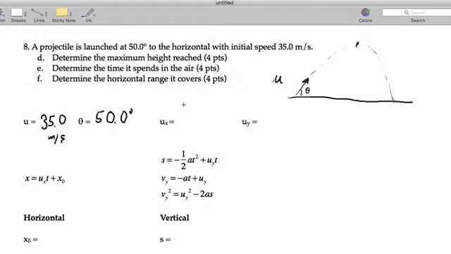Now the first thing is, we're going to get 35 times the cosine of 50 for the x component, and 35 times the sine of 50 for the y component, just to be clear. And so when we actually work out those numbers, we're going to end up getting 22.5 meters per second and 26.8 meters per second here. So let's go ahead and organize that information.